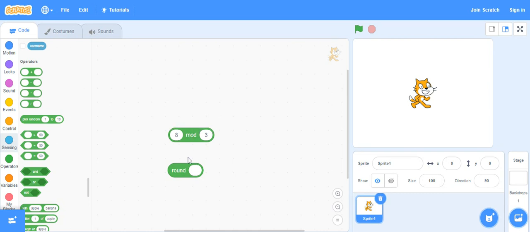Now round. Suppose you have the number 1.5 and you have to round it off. It will become 2. So this block can come in handy.